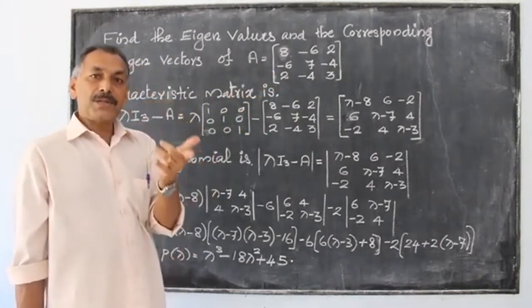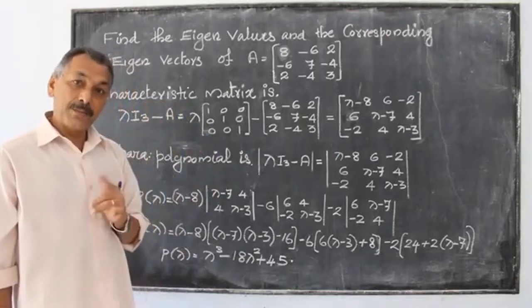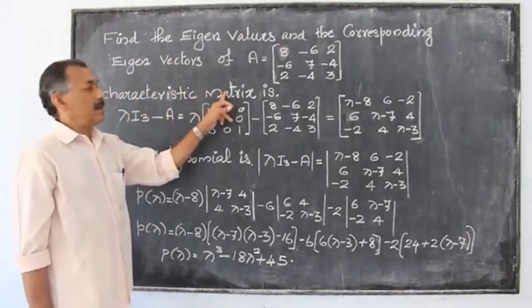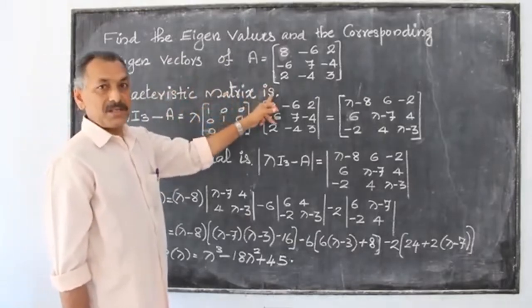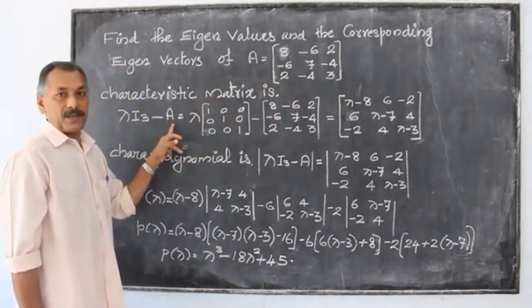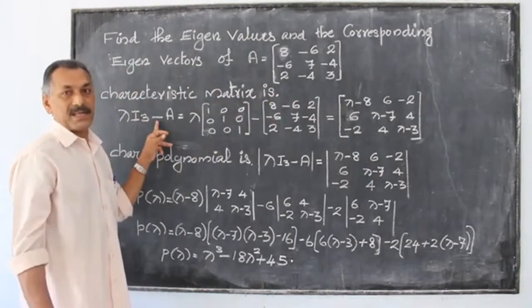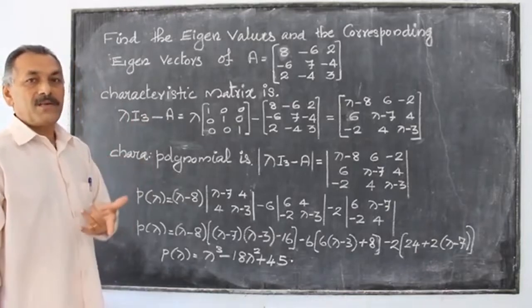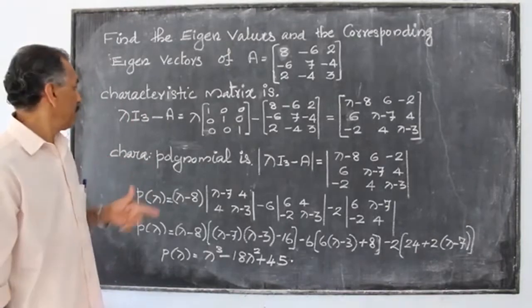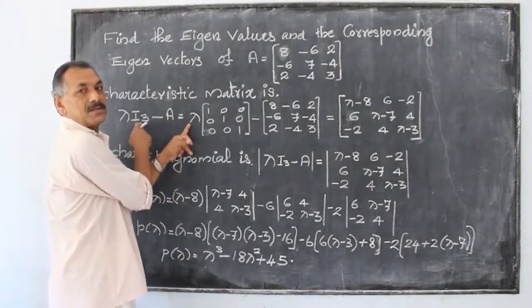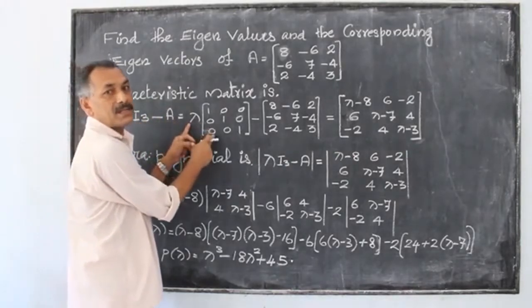Before finding the eigenvalues, or characteristic roots, we take the characteristic matrix. The characteristic matrix is lambda I3 minus A, where lambda is an indeterminate. Solving for lambda gives the eigenvalues. Now lambda I3 minus A: I3 means the identity matrix of order 3.